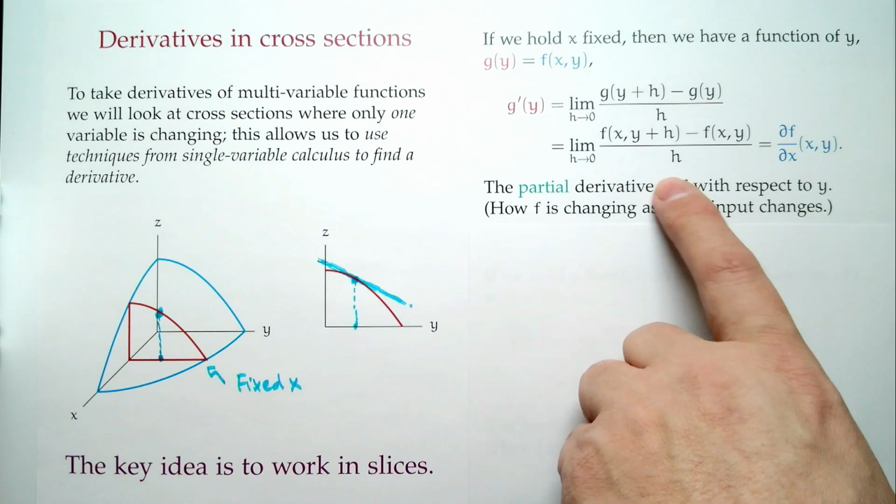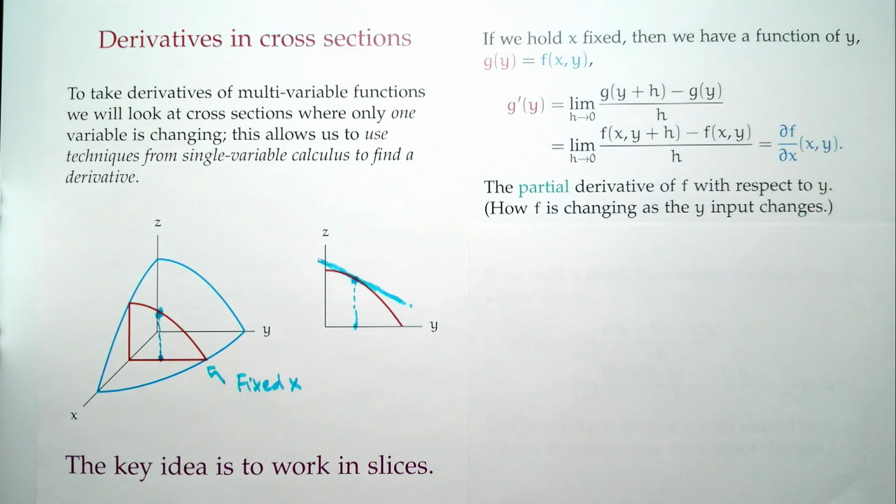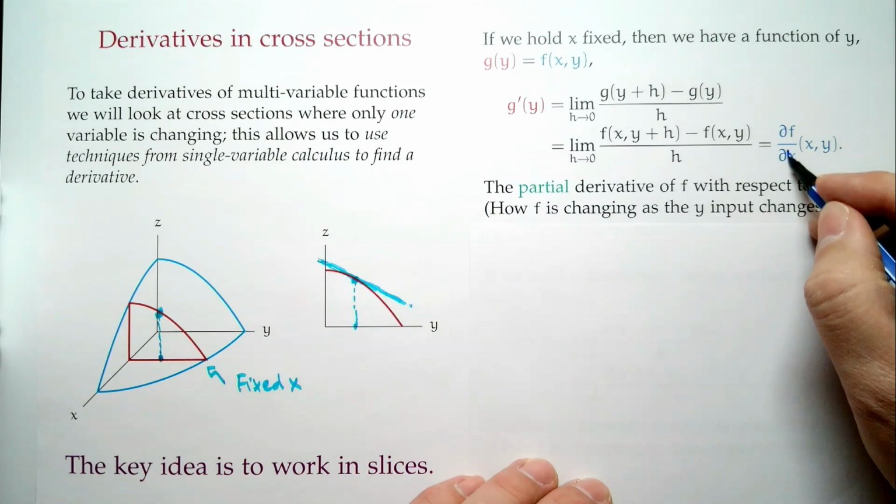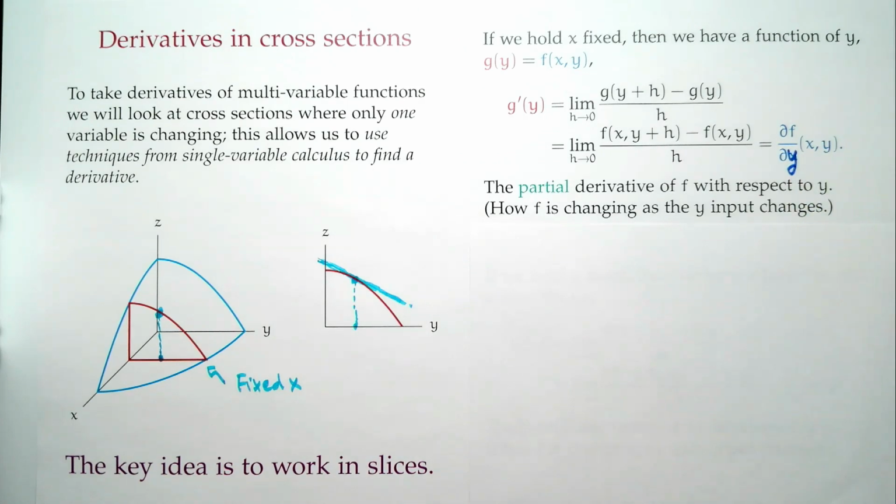And that is called the partial derivative of the function with respect to, whoops, why did I put an x there? That's a typo. That's with respect to y. All right, fix that in post-production. How is the function f changing as the y input changes?